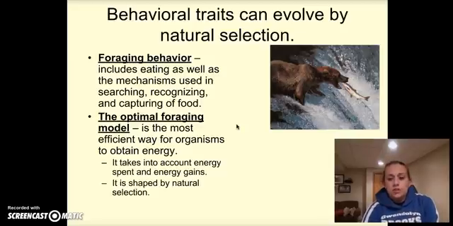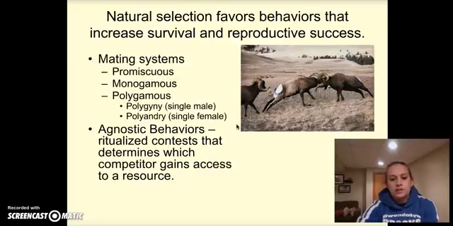Behavioral traits can evolve by natural selection. So one example is foraging behavior. This includes eating as well as the mechanisms used in searching for, recognizing, and capturing food. The optimal foraging model is the most efficient way for organisms to obtain energy. So it takes into account energy spent and energy gains, and it's shaped by natural selection. Natural selection favors behaviors that increase survival and reproductive success.